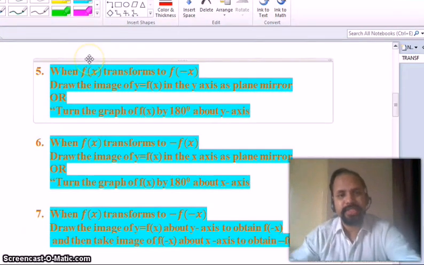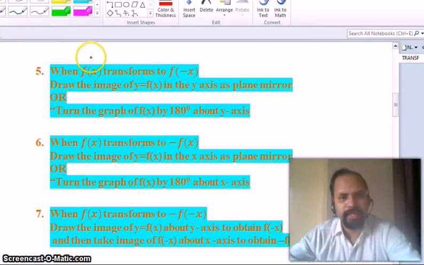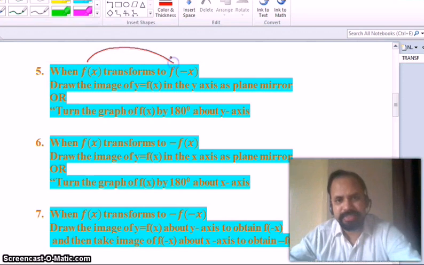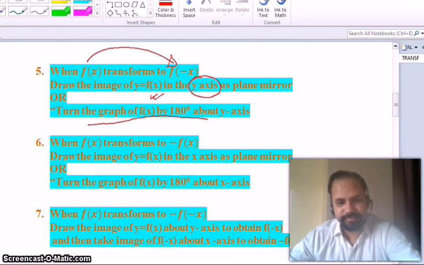Our next transformation is when we transform f of x to f of minus x. There is a very simple trick. When we change from f of x to f of minus x, simply consider the y-axis as a plane mirror, okay, and draw the image of this function with respect to the y-axis, or you can say turn the graph of f of x by 180 degrees about the y-axis. Let's see.